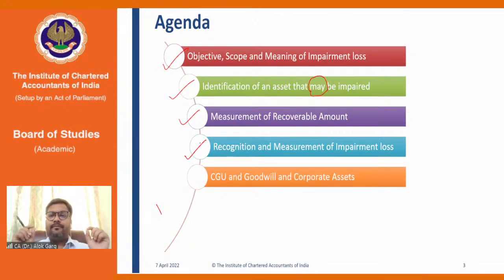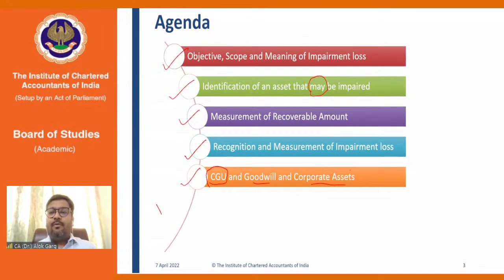So guys, as far as the standard is concerned, this standard is applicable on impairment of individual asset and impairment of group of assets, right? So individual asset and group of assets. For the time being, I'll call group of assets a cash generating unit. Okay. So this standard also gives guidance on cash generating unit, that is CGU, and goodwill and corporate assets, right? So this standard talks about goodwill as well as corporate assets, right?